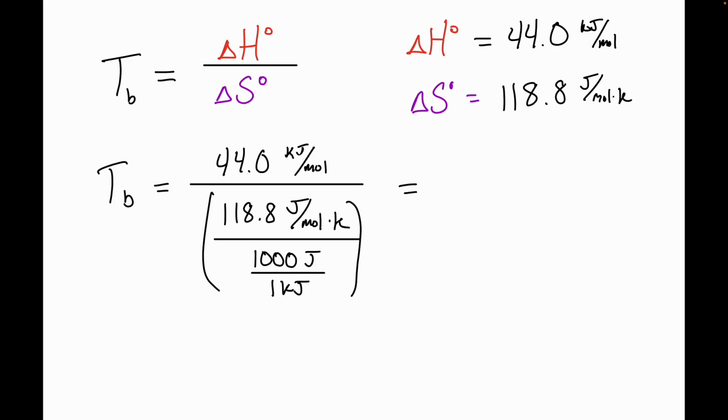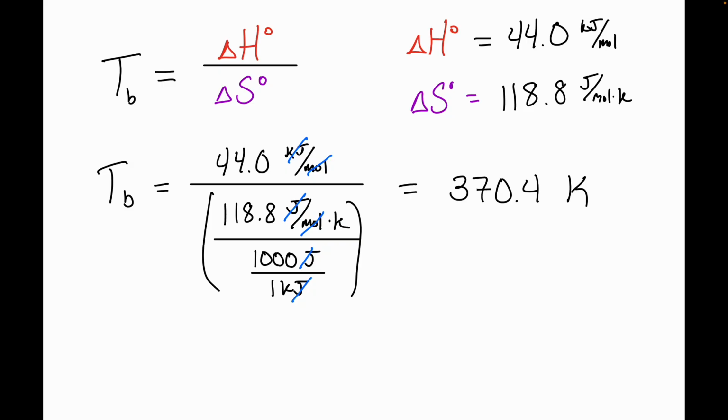All right, when we punch this into our calculator, we get 370.4. And what are my units? Kelvin, right? So my joule canceled out, my kilojoules cancel out, moles cancel out, and I'm left with my 1/1 Kelvin, or just Kelvin.